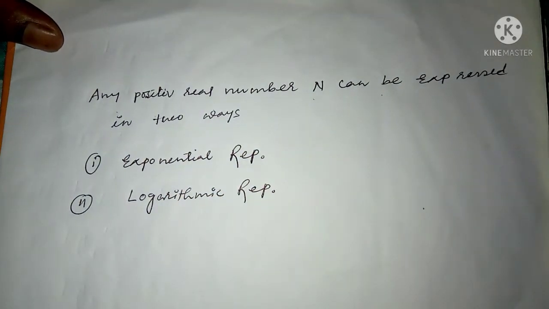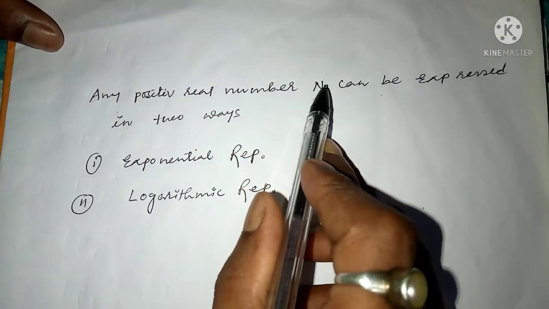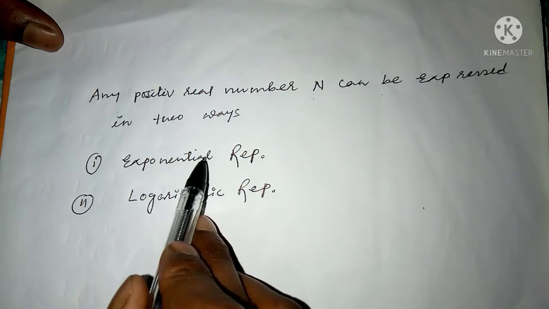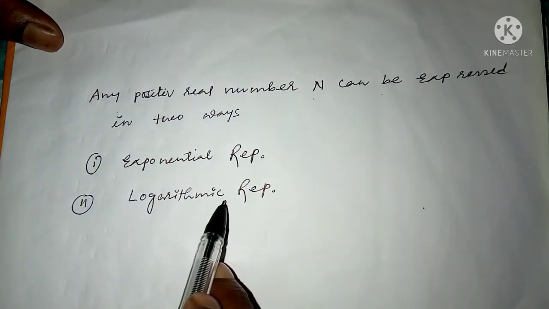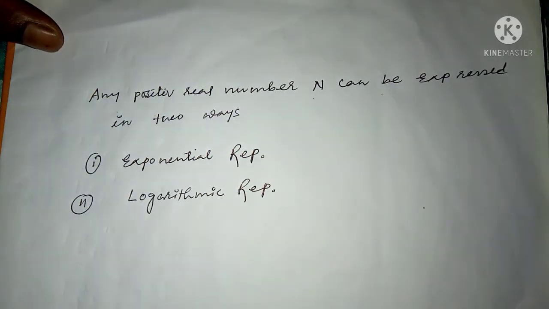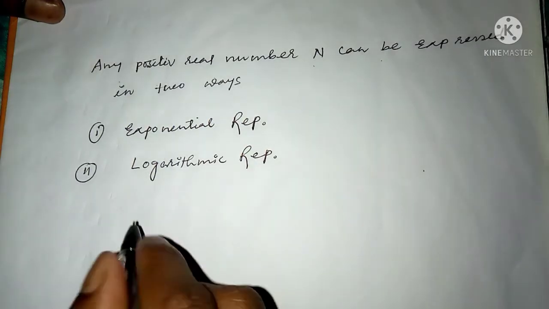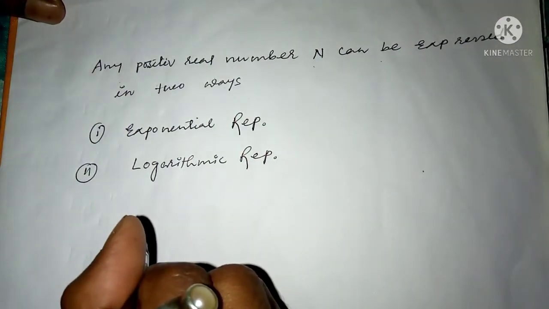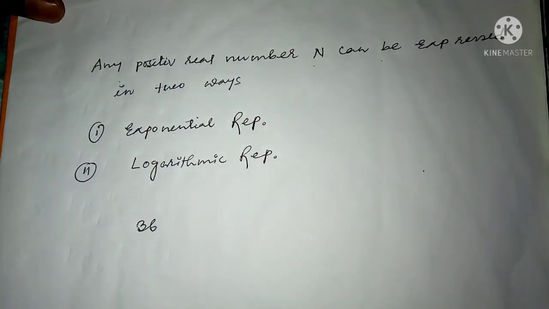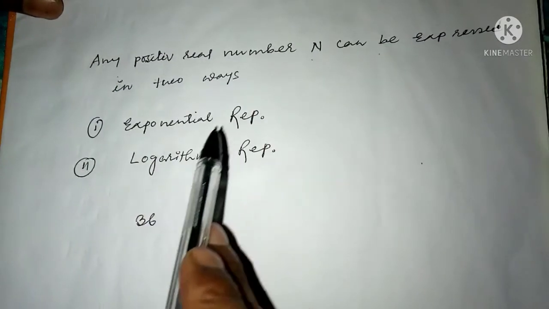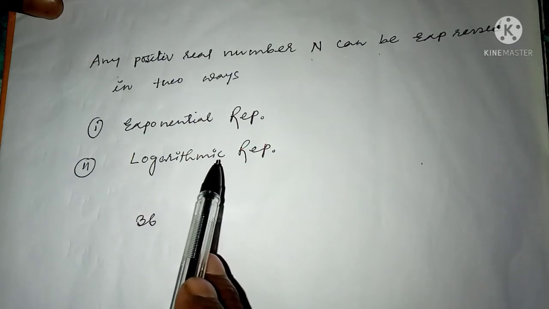Any positive real number n can be represented in two ways. One is the exponential representation that we have discussed in our earlier classes, and the second one is your logarithmic representation. So we'll try to understand both the representations. Now let's take an example. I have said n is any positive real number, so I'll consider a number here that is 36. Now see how this 36 can be represented in two ways, one in exponential representation and the second in logarithmic representation.